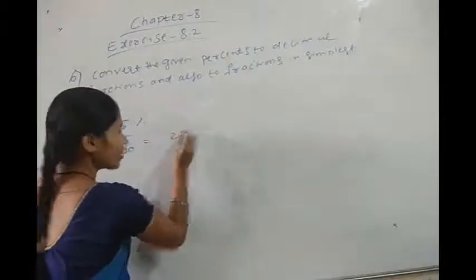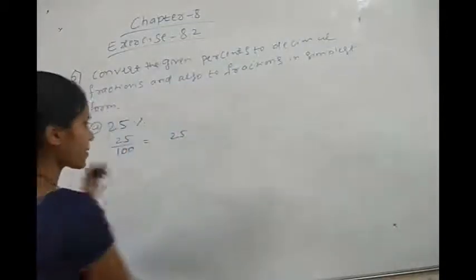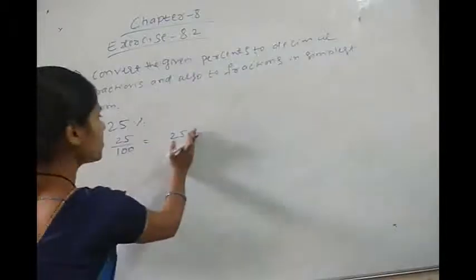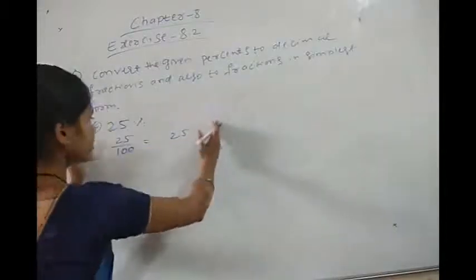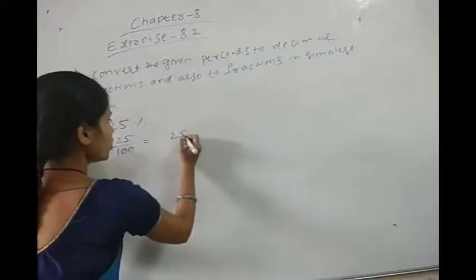So write 25 as it is. Okay. Now count the numbers from your right hand to left hand. So this is my right hand. I will count 1, 2.